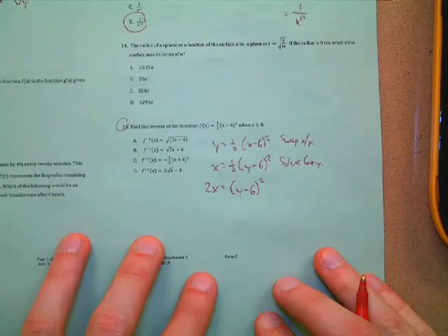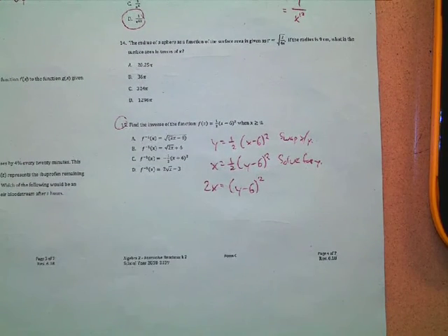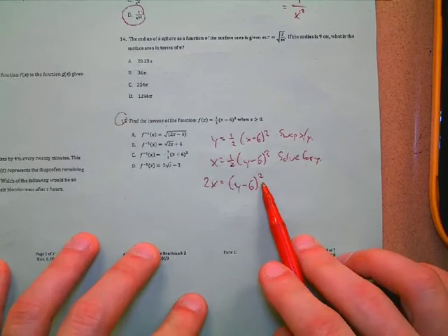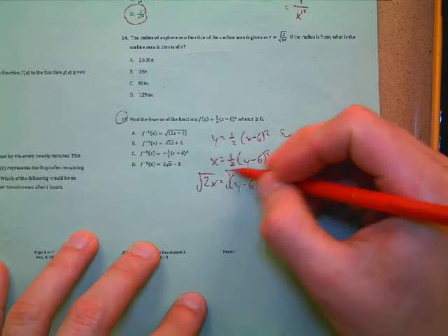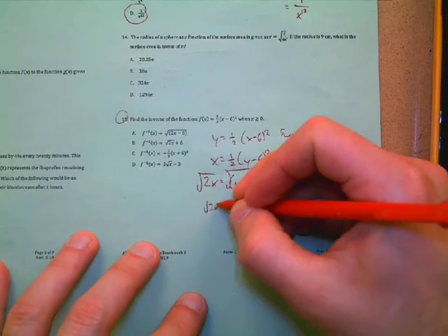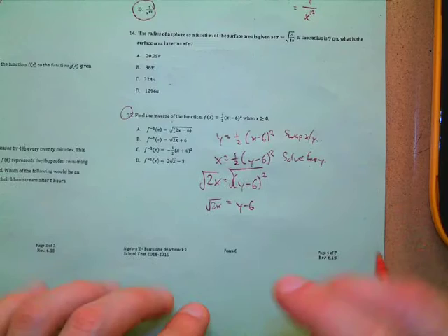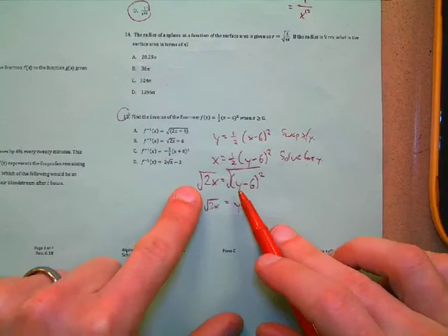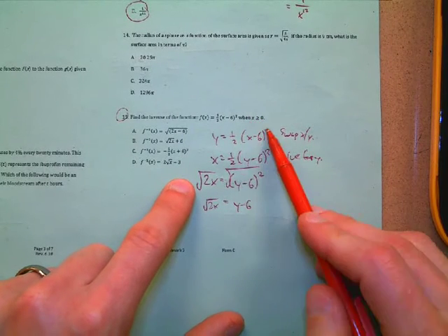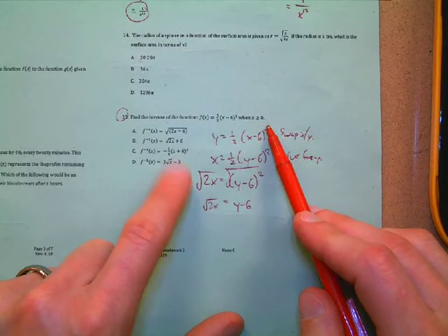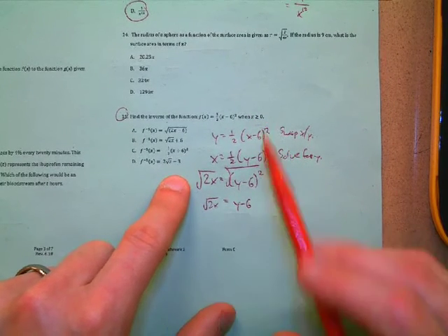Okay, and now what are we going to do? How can we get rid of the square? Square root. So you have the square root of 2x equals y minus 6. Now, Mr. Wade, when we square root an equation, are we supposed to put a plus or minus in front? Yes, but we don't need to here because it's saying when x is greater than or equal to 0. So in other words, this will be a positive root 2x here. Okay, we don't need to worry about the plus or minus.